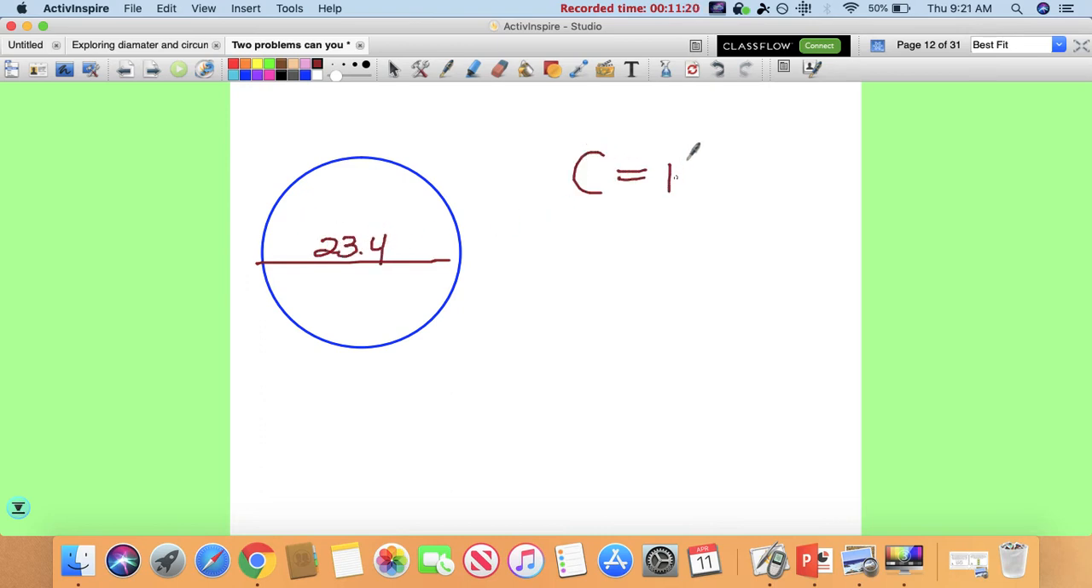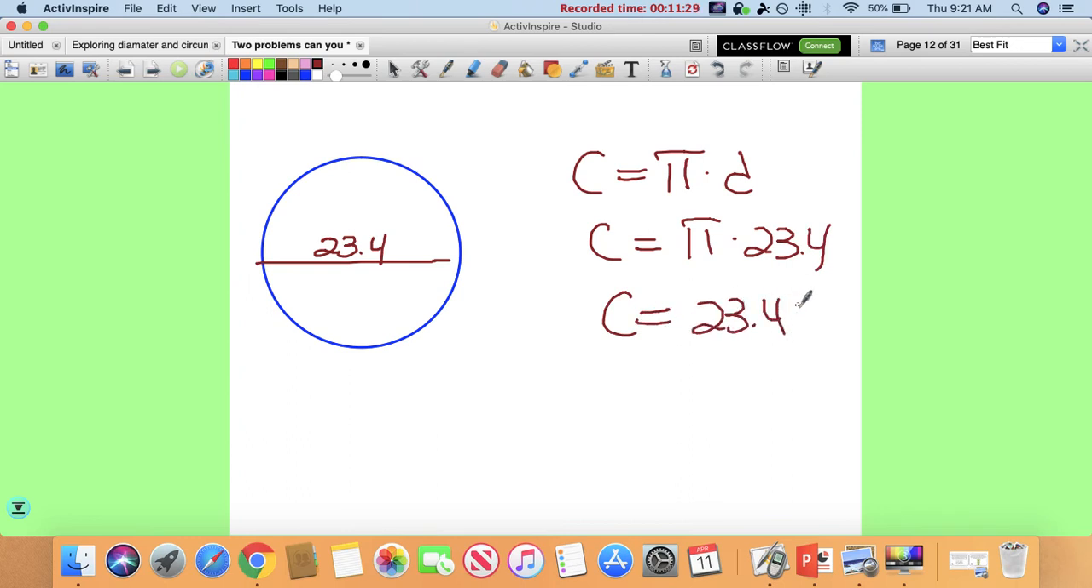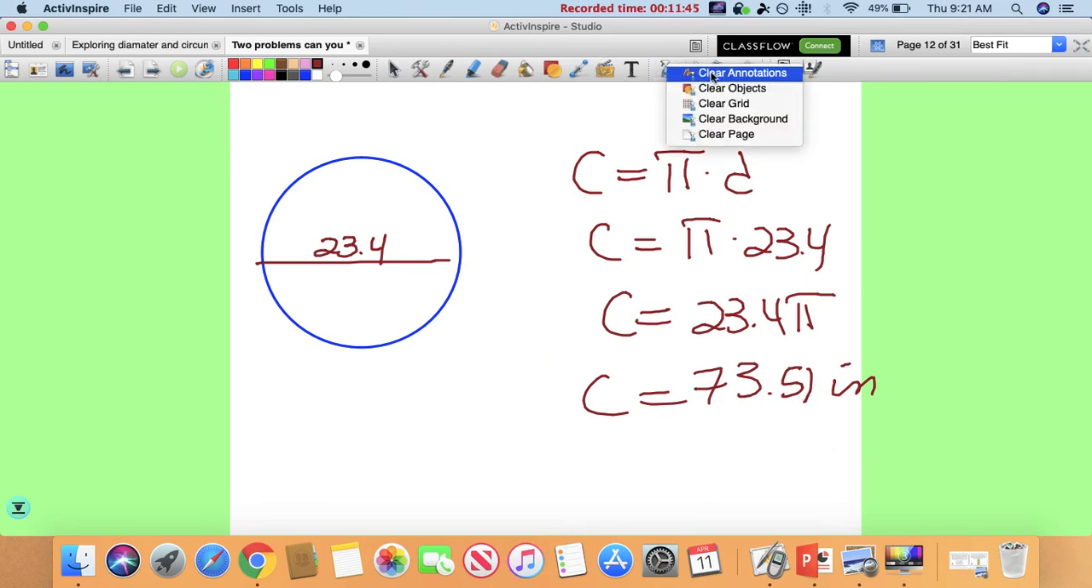Last one, 23.4. By now we should be pretty proficient at this. 23.4, that's the diameter. C equals 23.4 pi. You can leave it in terms of pi, or 23.4 times pi, enter. It's going to give us 73.51 inches if they want the numerical answer. So that's the first thing you have to do.